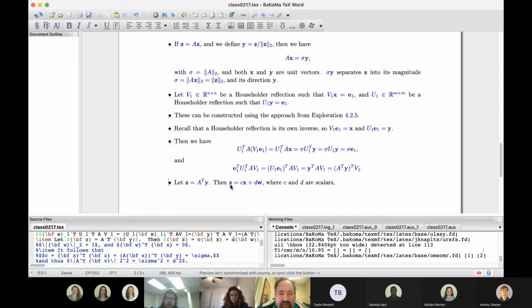I can write Z as a unique decomposition, a linear combination of vector X and a vector W that is orthogonal to X. And I'm assuming that X is known to be a unit vector. W we're going to assume is also a unit vector. And X and W are orthogonal.